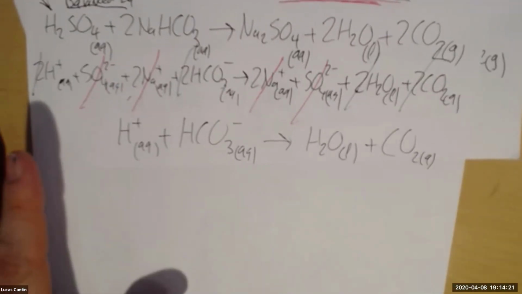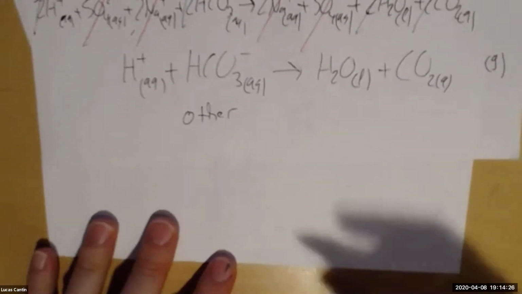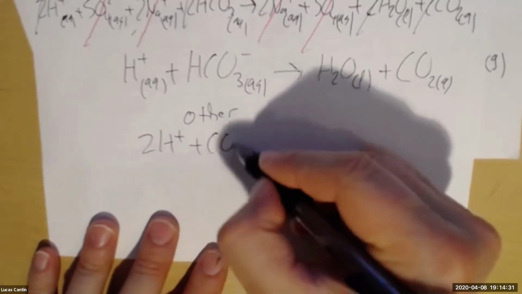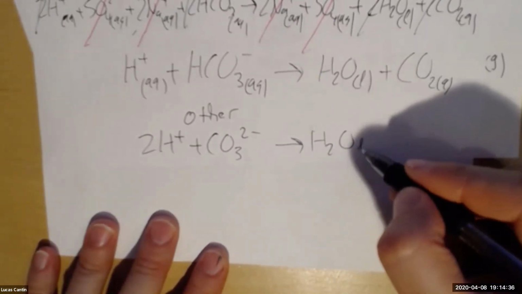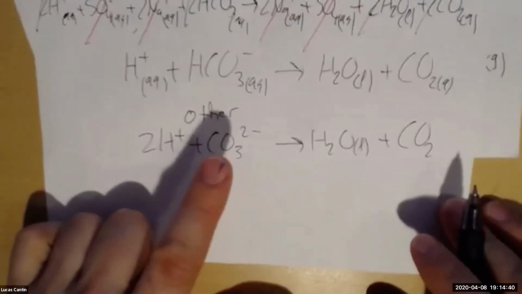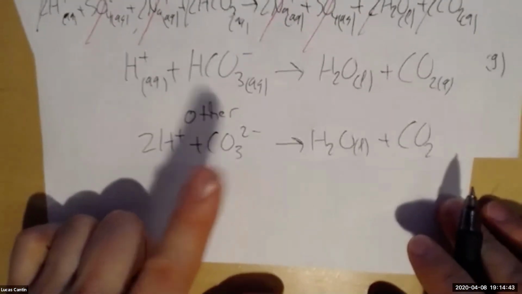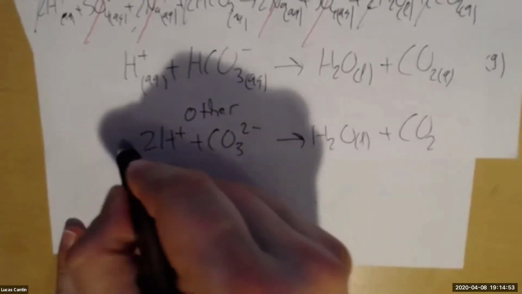So that's this one. The other case would be just a little different. The other possibility for the net ionic would be 2 hydrogen ions plus carbonate goes to water, liquid, plus CO2. That would be if I had a metal carbonate, like sodium carbonate or calcium carbonate, where there's no hydrogen tagging along with it when it breaks apart. This is the one we just did, right? Okay.